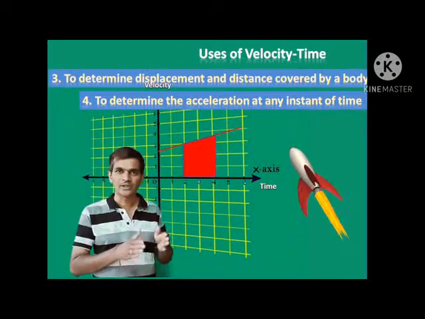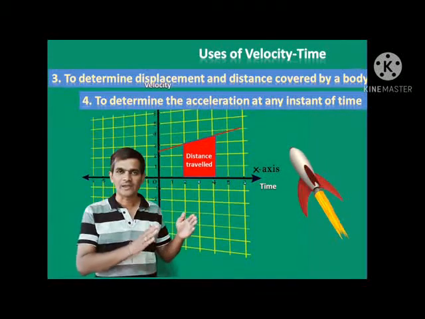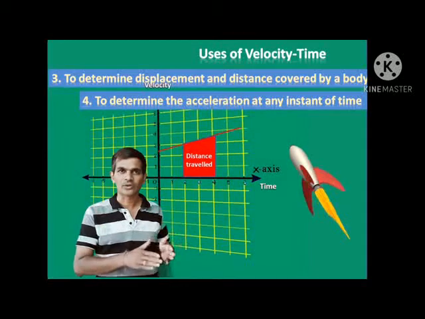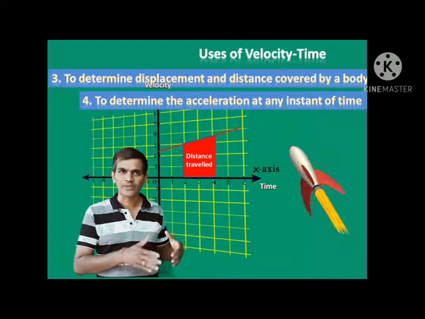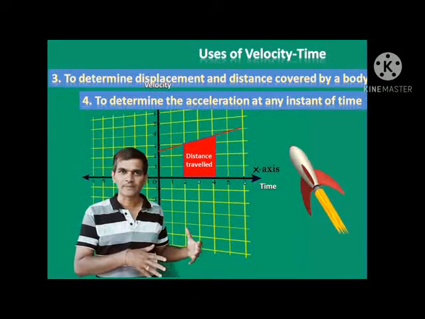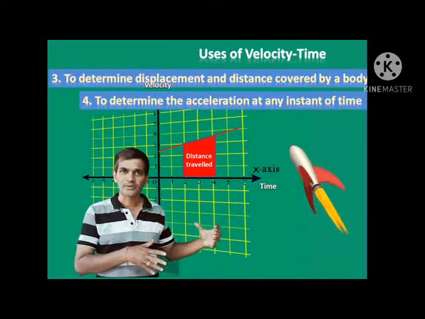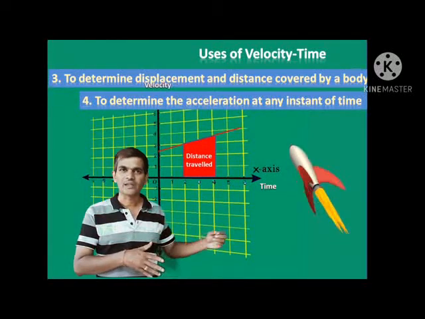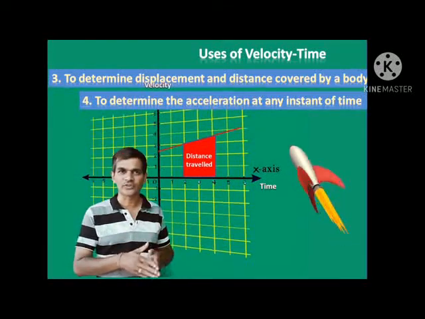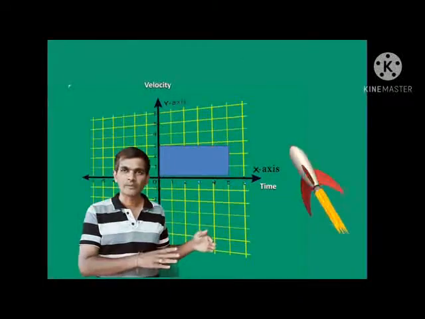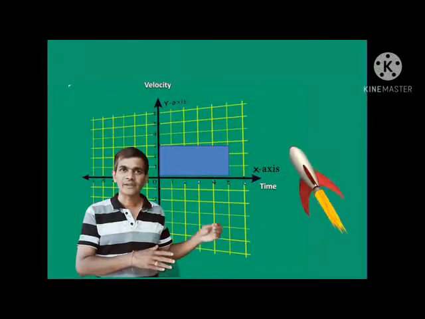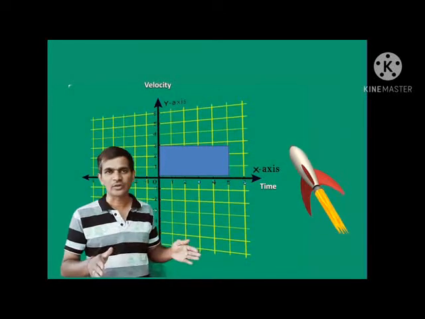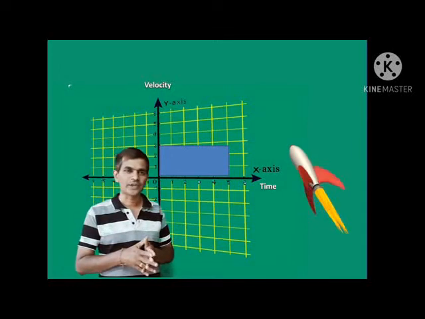Third, using this velocity time graph, the area under this velocity time graph gives the distance travelled. If a rocket is moving and we know its velocity time graph, then based on the area under the velocity time graph we can estimate how much distance it travels in a time interval. That is another use. The acceleration of a moving body at any instant we can estimate using the velocity time graph. These are the uses or applications of the velocity time graph.